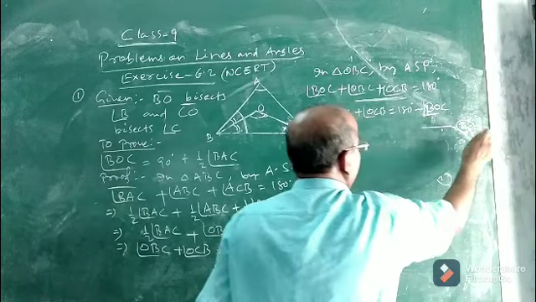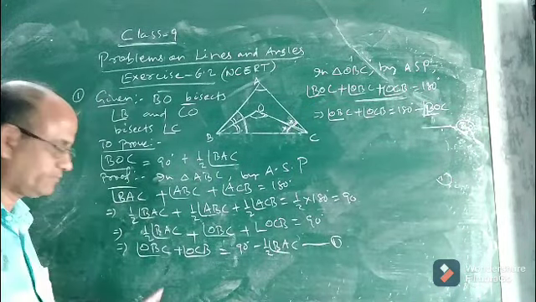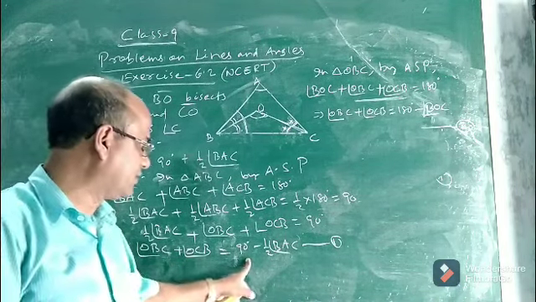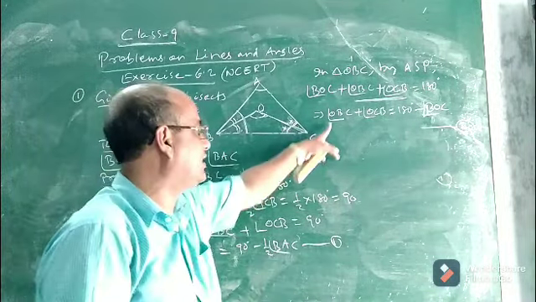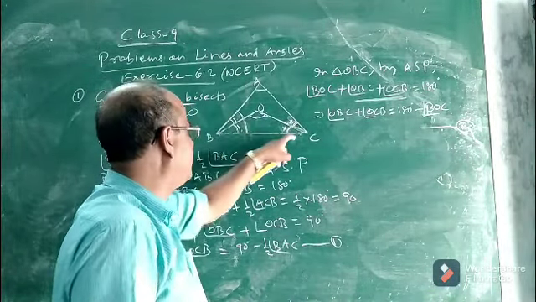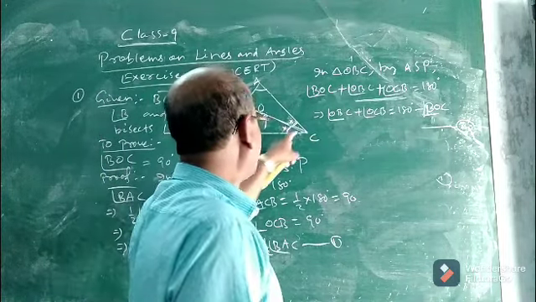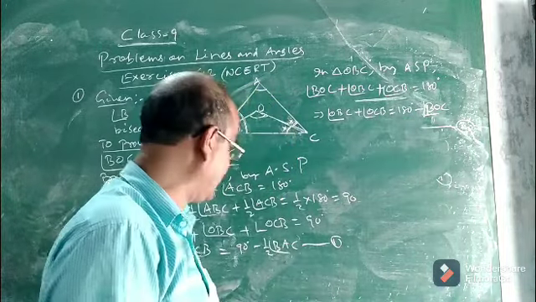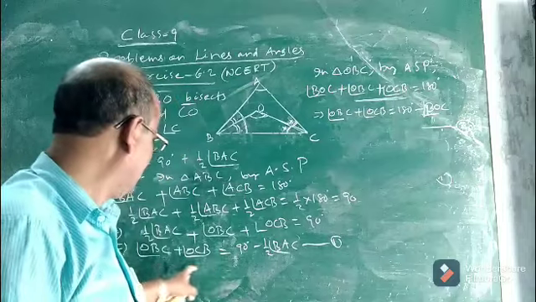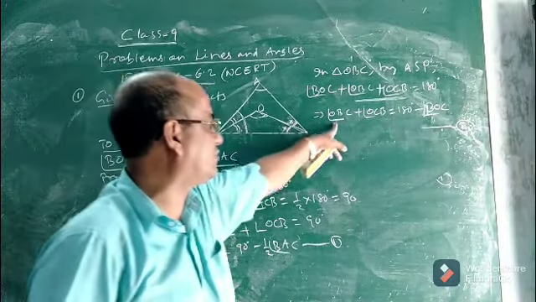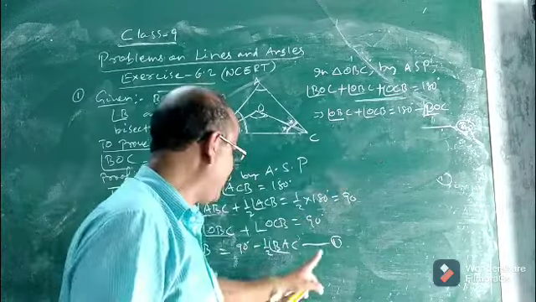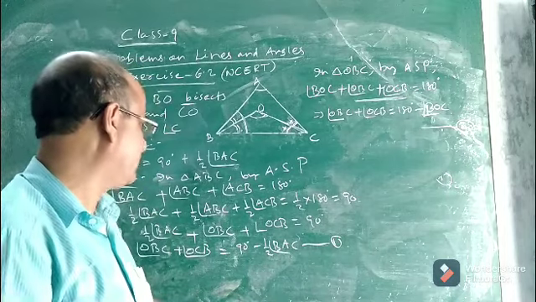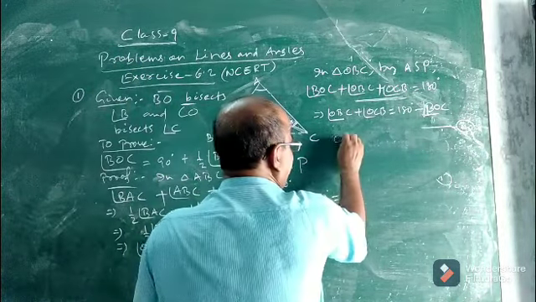Let this be equation 2. Look at children, in equation 1 we got angle OBC plus OCB equal to 90 minus half of BAC. And considering triangle OBC, we got angle OBC plus OCB equal to 180 minus angle BOC. Now compare equation 1 and 2. The left side is the same, angle OBC plus OCB, so their right hand sides will automatically become the same. So what will I write? Therefore, comparing 1 and 2.